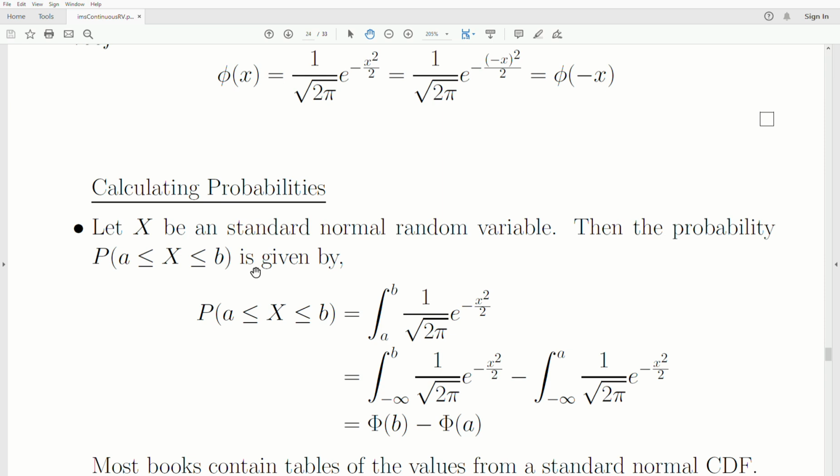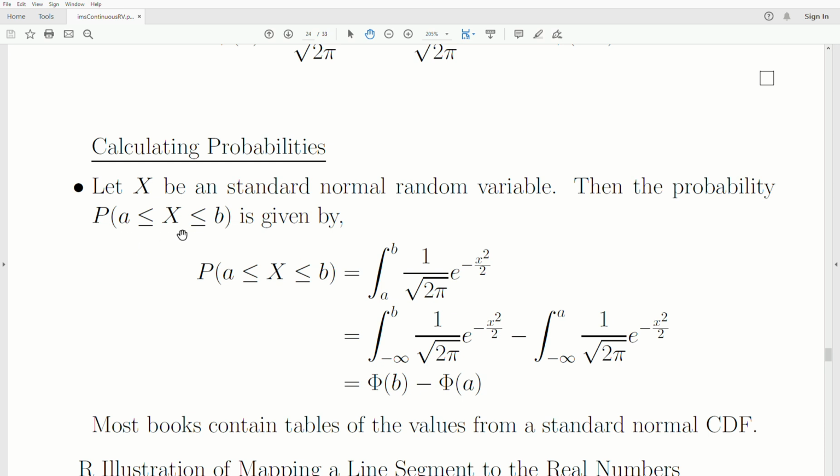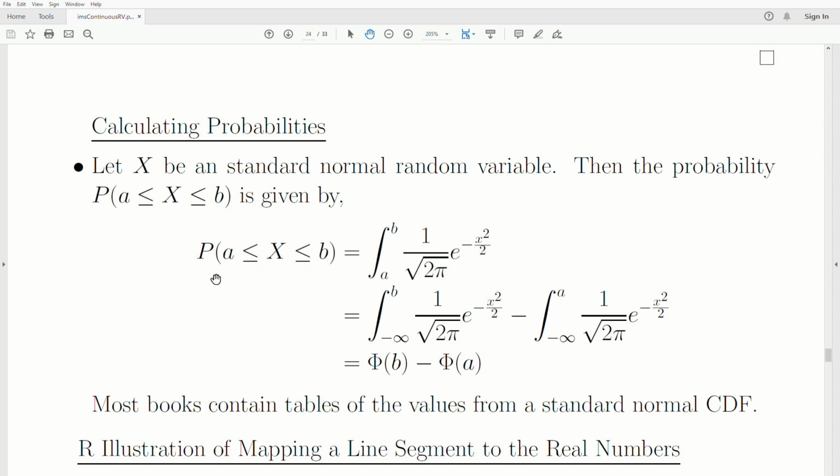Now, calculating probabilities. Let X be a standard normal random variable, then the probability that X is between two numbers a and b is given by this expression. So the probability that X is between a and b is the integral from a to b of the standard normal density. And notice that I have forgotten dx in all of these, and so I'll fix that in the hard copy.